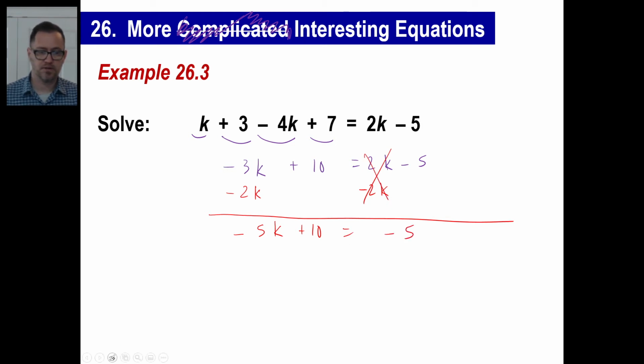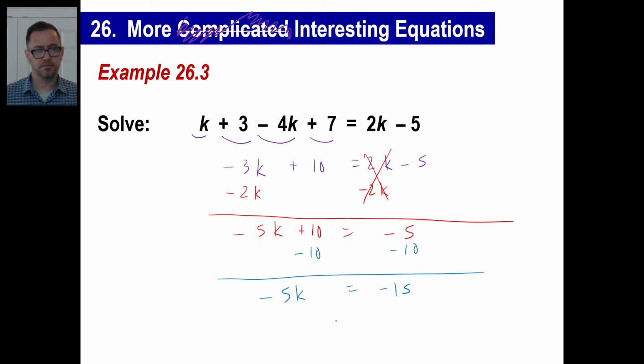All right, what's next? You tell me. What needs to go on the left side? The 10, right? So we subtract the 10, and we subtract the 10 over there as well. All right, and we have negative 5 times k, and negative 5 minus 10 is negative 15. The last step is to divide by negative 5. You got it, assuming you said negative 5.